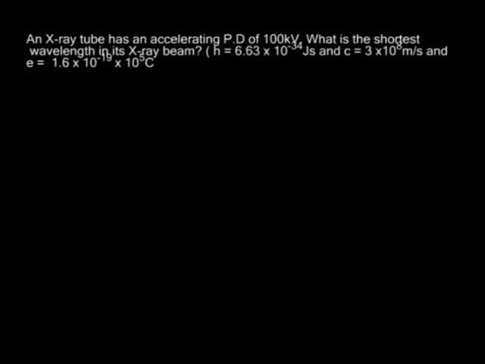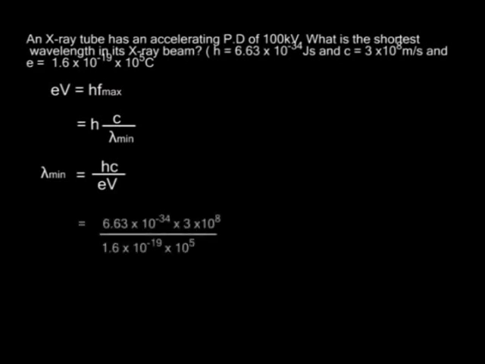An example. An X-ray tube has an accelerating potential difference of 100 kilovolts. What is the shortest wavelength in its X-ray beam? Solution: eV equals h f maximum, which is equal to h times c over lambda minimum. Lambda minimum is equal to hc over eV. If you do that, you'll get 1.24 times 10 to the power negative 11 meters.